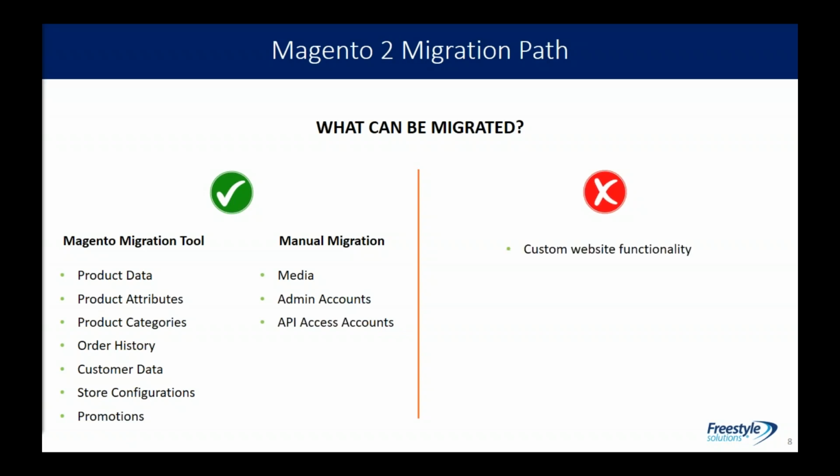Now, the things that can't be migrated is any custom website functionality. Since the structure and the framework for Magento 2 is so different than Magento 1, anything that was coded for Magento 1 does need to be recoded for Magento 2.